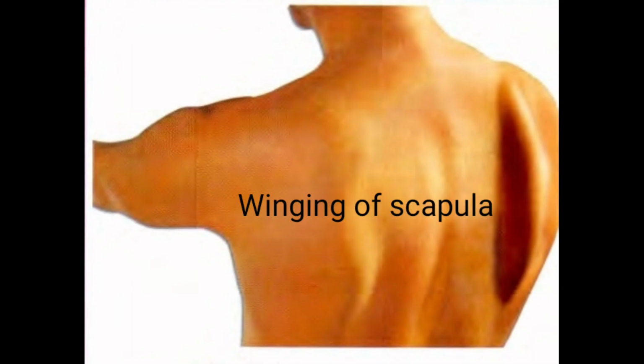Clinical anatomy. Winging of scapula. Paralysis of serratus anterior muscle causes winging of scapula, in which the medial border stands out.